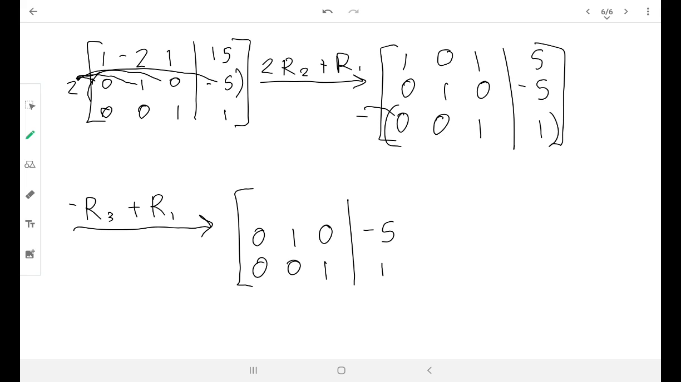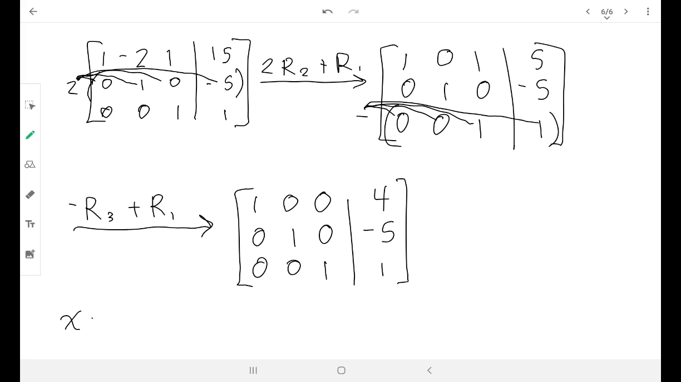So we'll do negative times 0 is negative 0, which is the same as 0, plus 1 is still 1. Negative times 0 is 0, 0 plus 0 is 0. And then negative times 1 is negative 1 plus positive 1 is 0, and that's why I did all this. And then negative times 1 is negative 1. Negative 1 plus 5 is 4. And so now I have created something where I know all the answers.